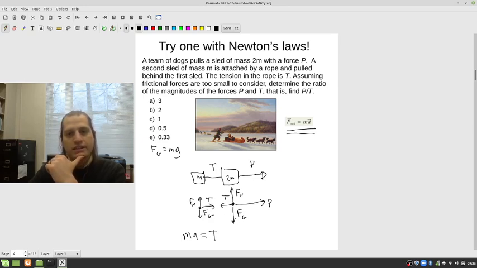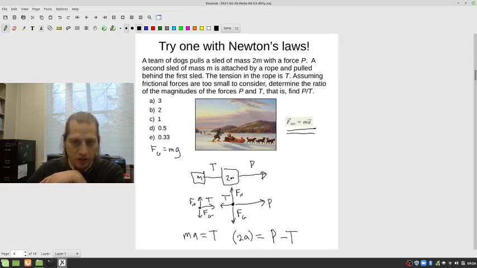Now, the thing to realize is that in principle, these two objects could have different accelerations, but because they're all nicely pulled along by that dog sled team, they're going to have the same acceleration. So let's use that. We can say that 2ma equals the net force. What are the forces acting on this object? Well, P is going to be pulling forward, and then T is going to be pulling backwards. So minus T.